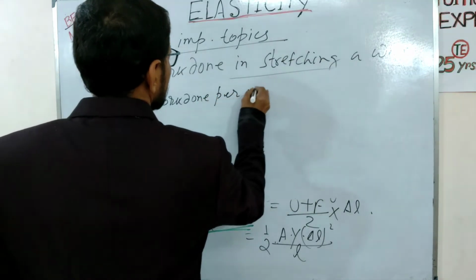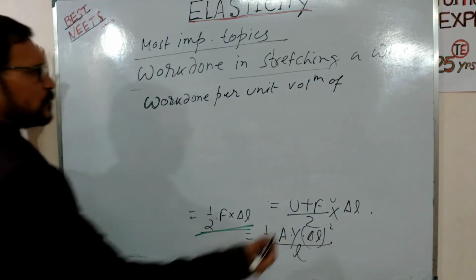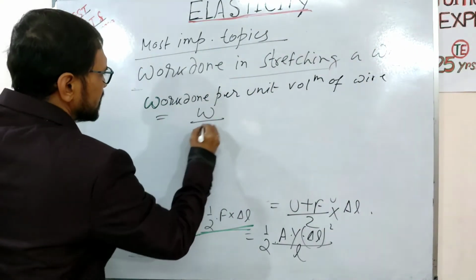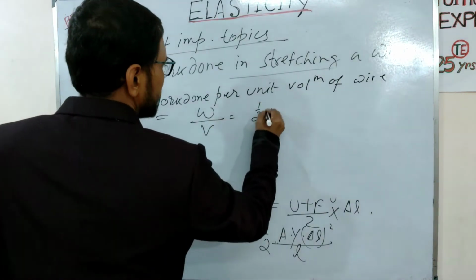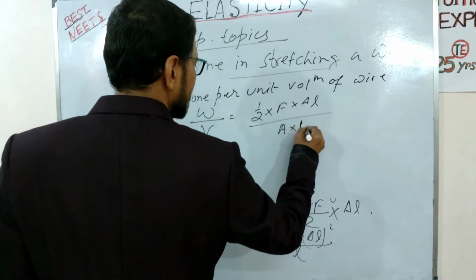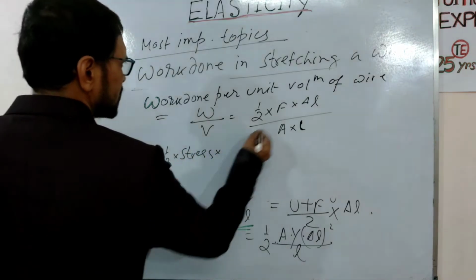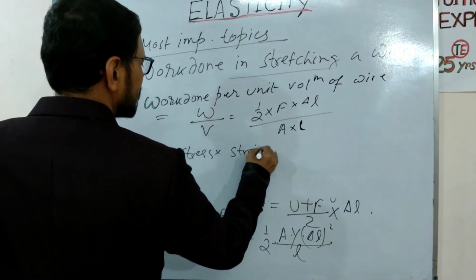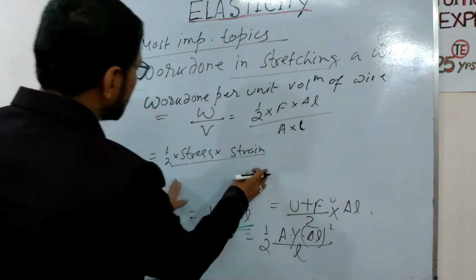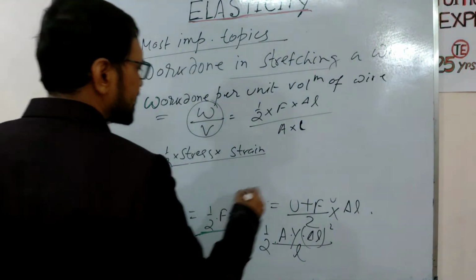Work done per unit volume of wire equal to W by V. Now work done equal to half F into del L. Volume equal to what? Area into length L. Now F by A equal to stress, and del L by L equal to strain. So work done per unit volume equal to half stress into strain. Work done per unit volume is called energy density.